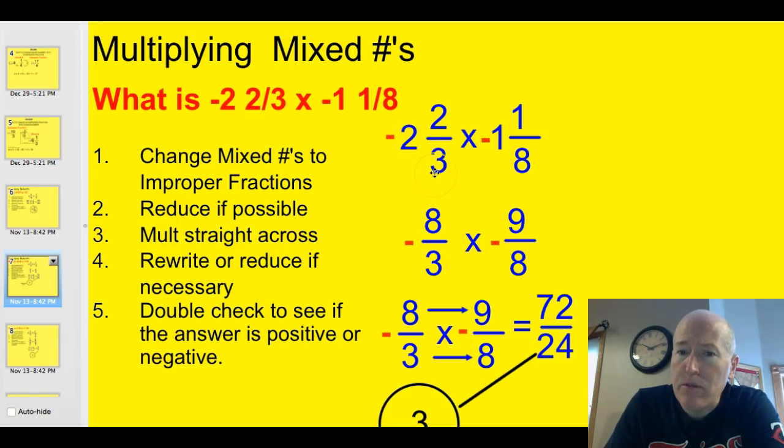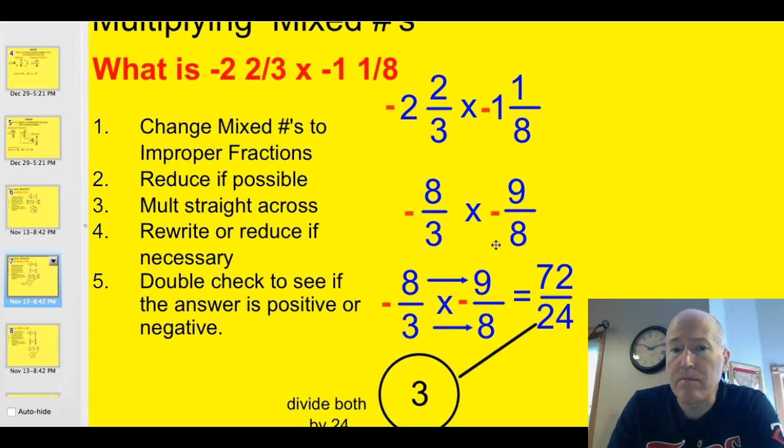So 2 times 3 is 6, plus 2 is 8 thirds, so a negative 8 thirds. Over here, 1 times 8 is 8, plus 1 will give me a negative 9 eighths. Now, let's just say that I forgot to cross reduce here. You can definitely see that I could, but let's just say I forgot. Your answer will work out the same, so I just multiplied straight across.